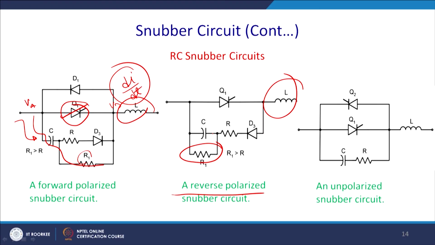In the same way we have an unpolarized snubber circuit. It can operate in both connections; this is the RCD snubber, this is the RC snubber. Your time constant needs to be chosen in such a way that the dv/dt stress across these switches gets reduced. Since it is unpolarized, it can operate for bidirectional thyristors.